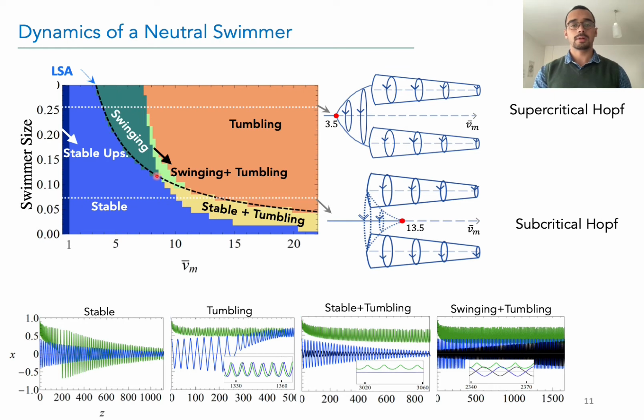Now we have another state at kappa 0.05, where the swimmer of smaller size will undergo a subcritical Hopf bifurcation. What we see here is that around Vm equals 10, it will approach a stable plus tumbling state, which is shown here, where depending on the initial condition, it can either take the tumbling state or the centerline attraction state. Nonetheless, if we keep increasing, the system will ultimately approach the tumbling state.